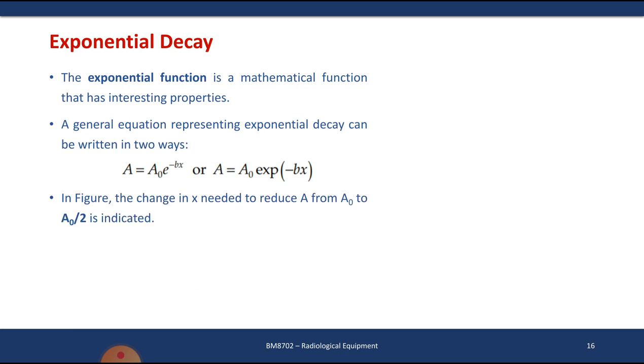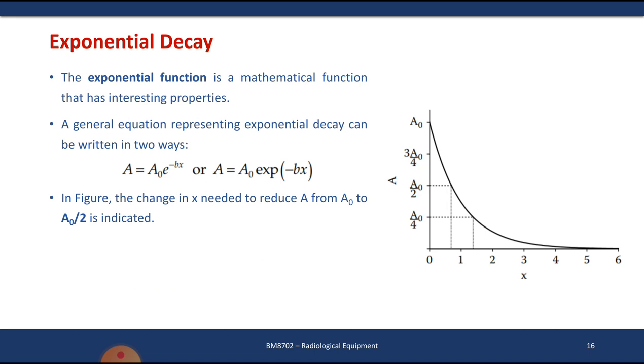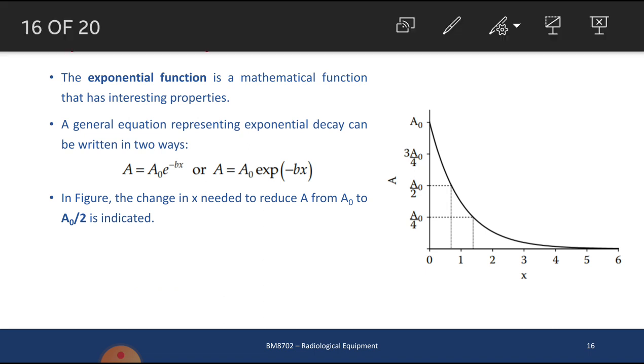So if you look at the figure here, you can see there is x and then there is a on the y axis. So x is your function of time and a is your amplitude. You can see it's an exponential decaying function. In the figure, the change in x needed to reduce a from a naught to a naught by 2 is indicated. So when you have to reduce the amplitude, you can look at the particular time.